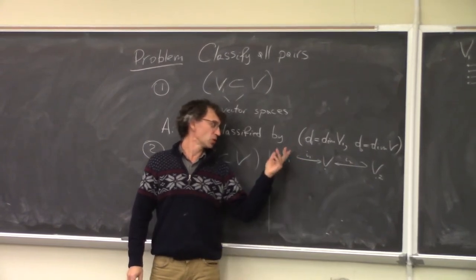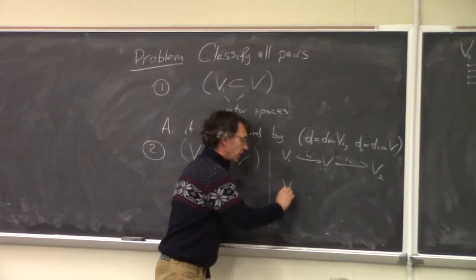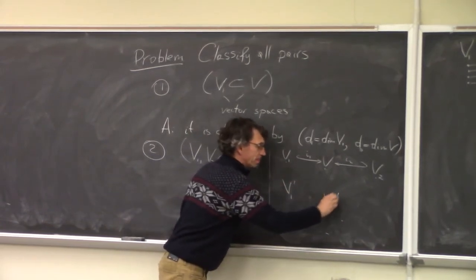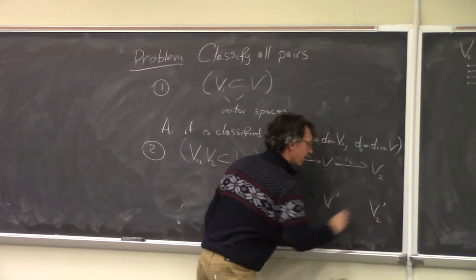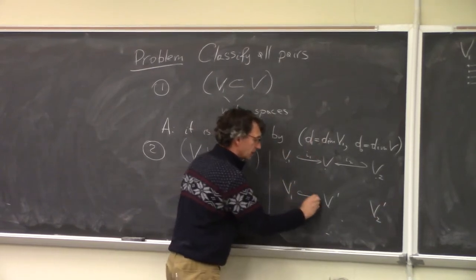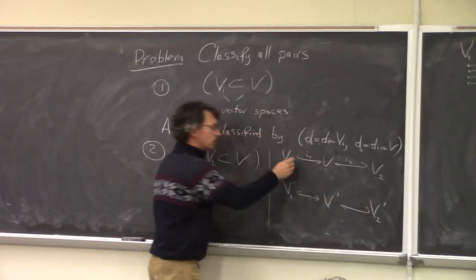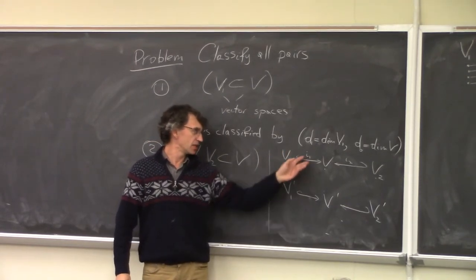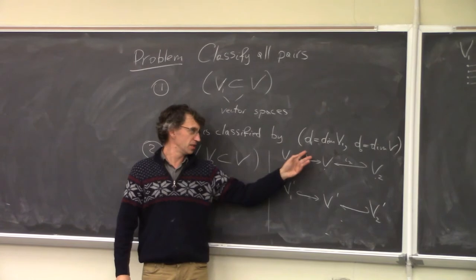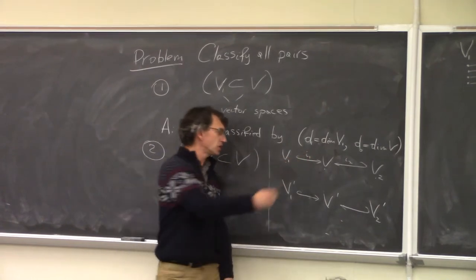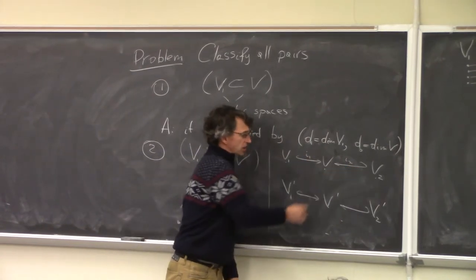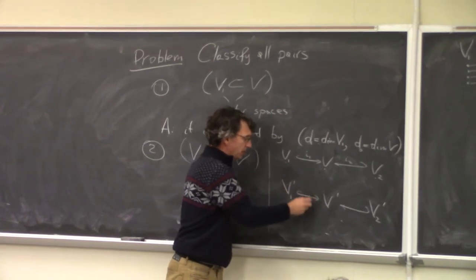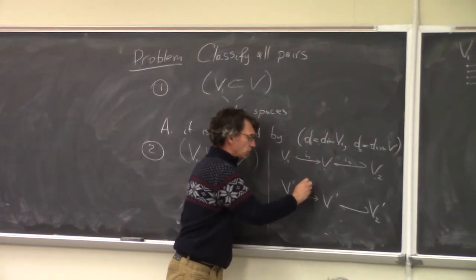So is it true that if you have two such configurations such that all dimensions are the same, you can choose a basis here and a basis here, such that they match? So is it true that if you have any two such configurations with the same dimensions, you can always choose a basis?